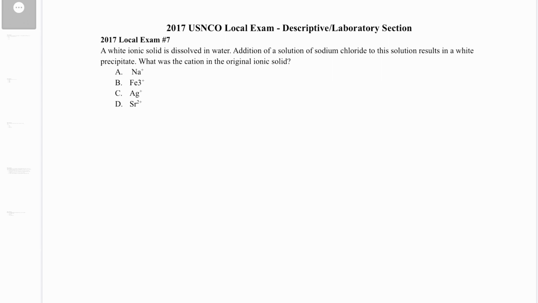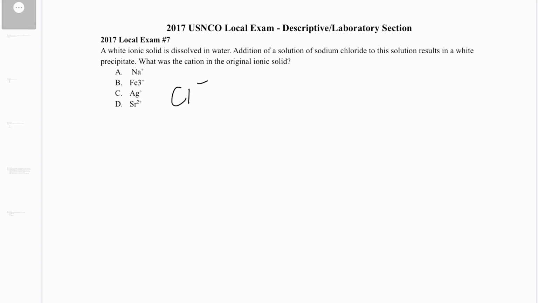A white ionic solid is dissolved in water. Addition of a solution of sodium chloride to the solution results in a white precipitate. What was the cation in the original ionic solid? Well, since we're dealing with a precipitation reaction, we're going to be dealing with a double displacement reaction. What that means is that the cation is going to pair up with the anion. The cations are going to be the cations that we have as our answer choices, and our anion is going to be the anion from the sodium chloride. And the anion from our sodium chloride is the Cl-, the chloride.